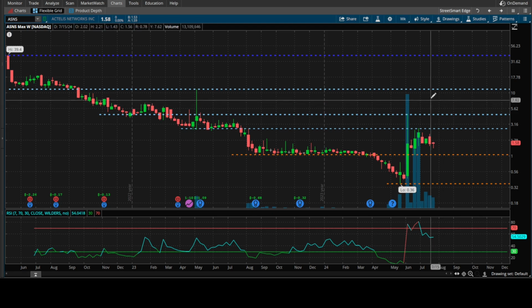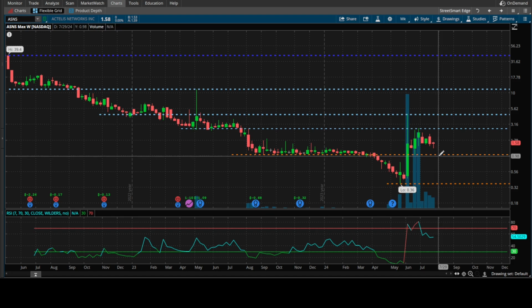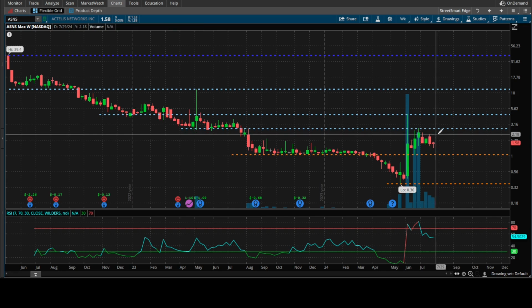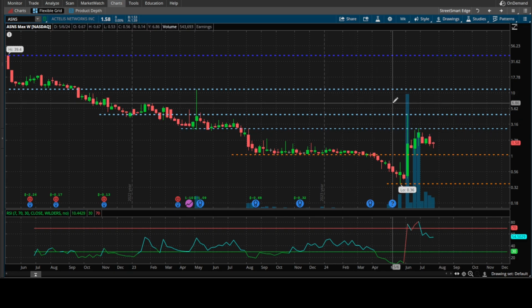And I don't chart them on the charts, but you've also got key psychological levels to pay attention to. So like the $1 level, 2, 3, 5, 10, on and on. If it makes it easier for you to see those levels visually, you can always chart them.